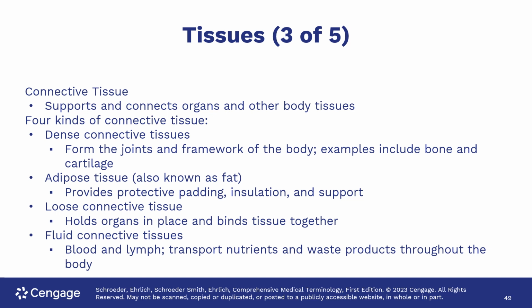Connective tissue supports and connects other tissues together, thus the name. There are four kinds: dense, that forms joints and the body frame; adipose or fat, that provides padding, insulation, and support; loose, that holds the organs in place; and fluid, like blood and lymph, that transports products throughout the body.